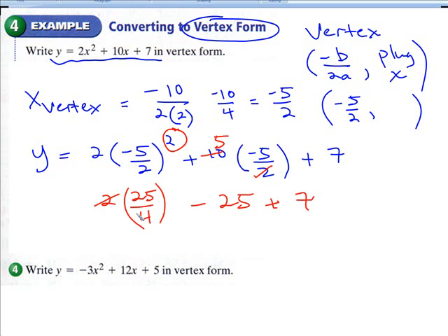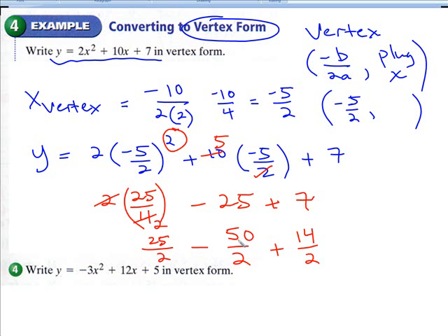And then this right here reduces, so we end up with 25 over 2. Let me write that right here. 25 over 2. And then let's get a common denominator. If the common denominator is 2, this would be 50, and right here this would be 14. All I'm doing is getting common denominators so that we can simplify all this.